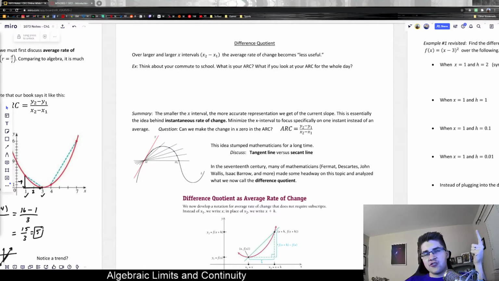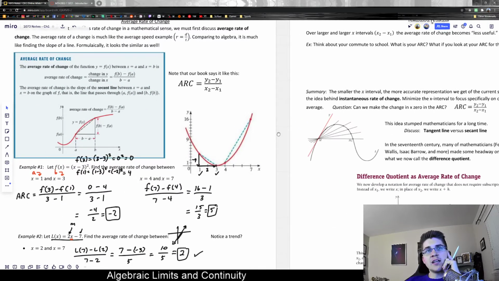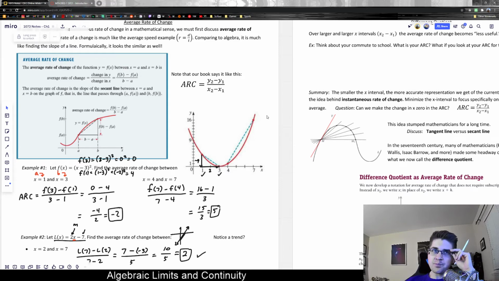Another important property of average rate of change is that it becomes less useful and less mathematically meaningful if you do it on a larger and larger interval. So the more compact it is, the more accurate it will be to the specific window you're looking at. Let's look back at the example we did a couple videos ago about the parabola. We took the average rate of change between 1 and 3, and we got that the average slope was -2. We also did it between 4 and 7, and we got a slope of 5. But notice that on a larger interval, the actual slope, the curvature, was further away from that average. It was less accurate, a less close estimation.